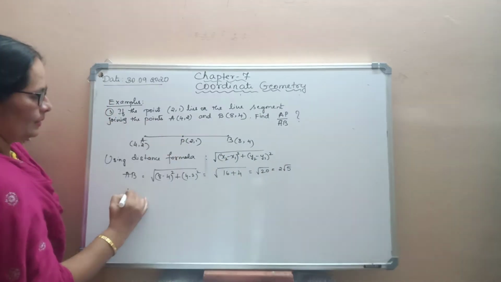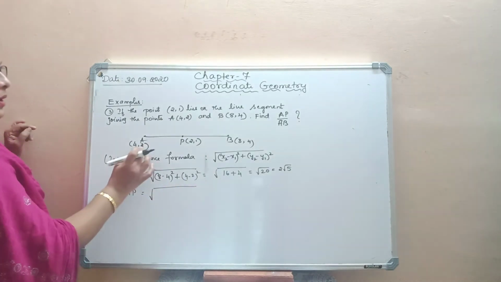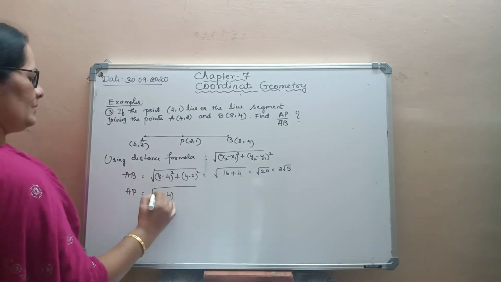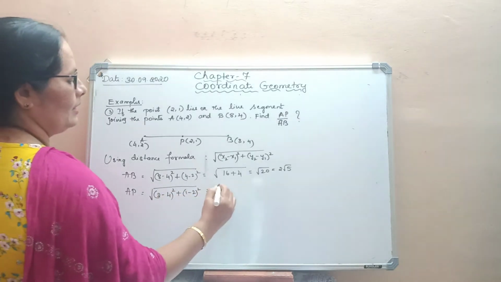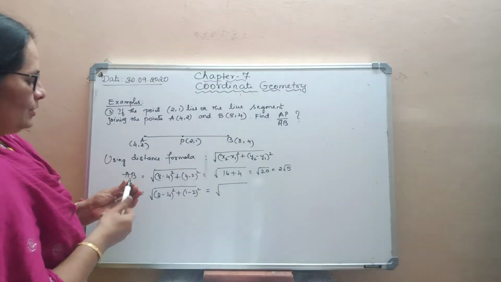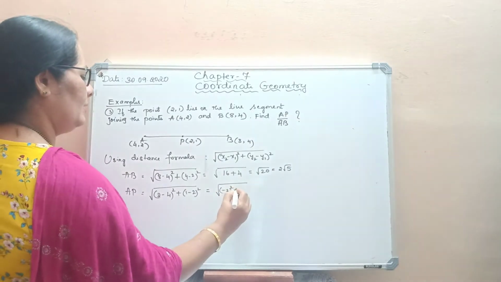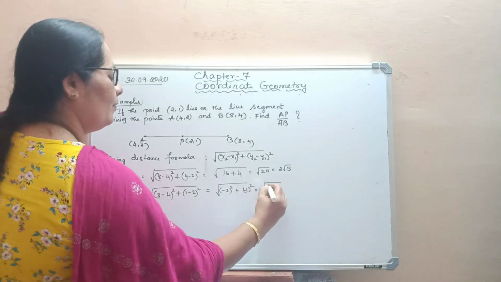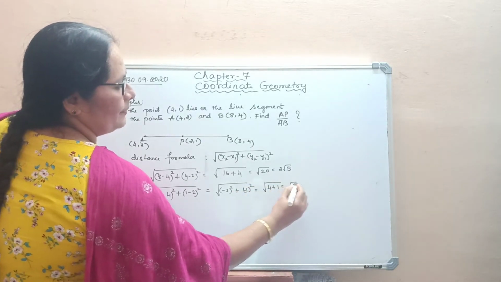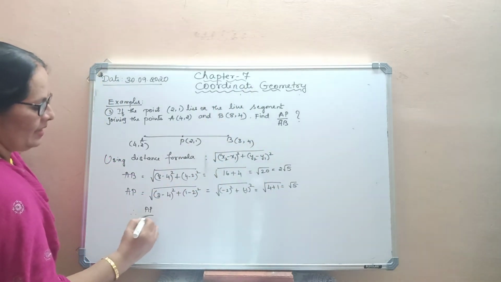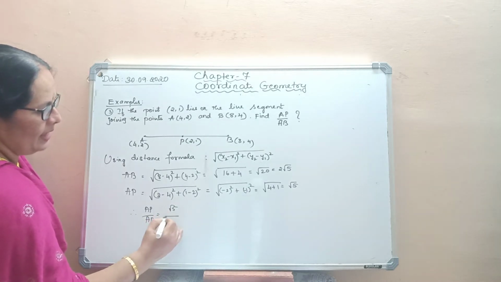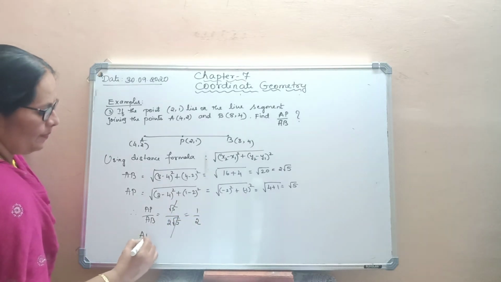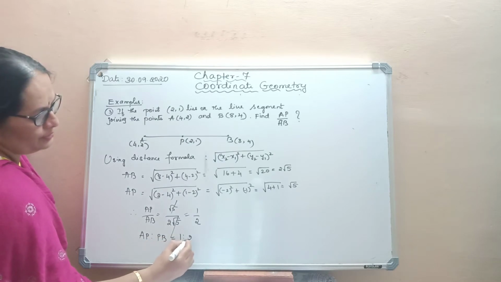Now find AP. So AP equals root of (2 minus 4) whole square plus (1 minus 2) whole square. So 2 minus 4 is minus 2, whole square is 4, then 1 minus 2 is minus 1, so 1 square is 1. Which is 4 plus 1, which is 5, root 5. Now take the ratio AP by AB. AP is root 5 and AB is 2 root 5. Root 5 cancelled, 1 by 2. Therefore AP is to PB equals 1:2.